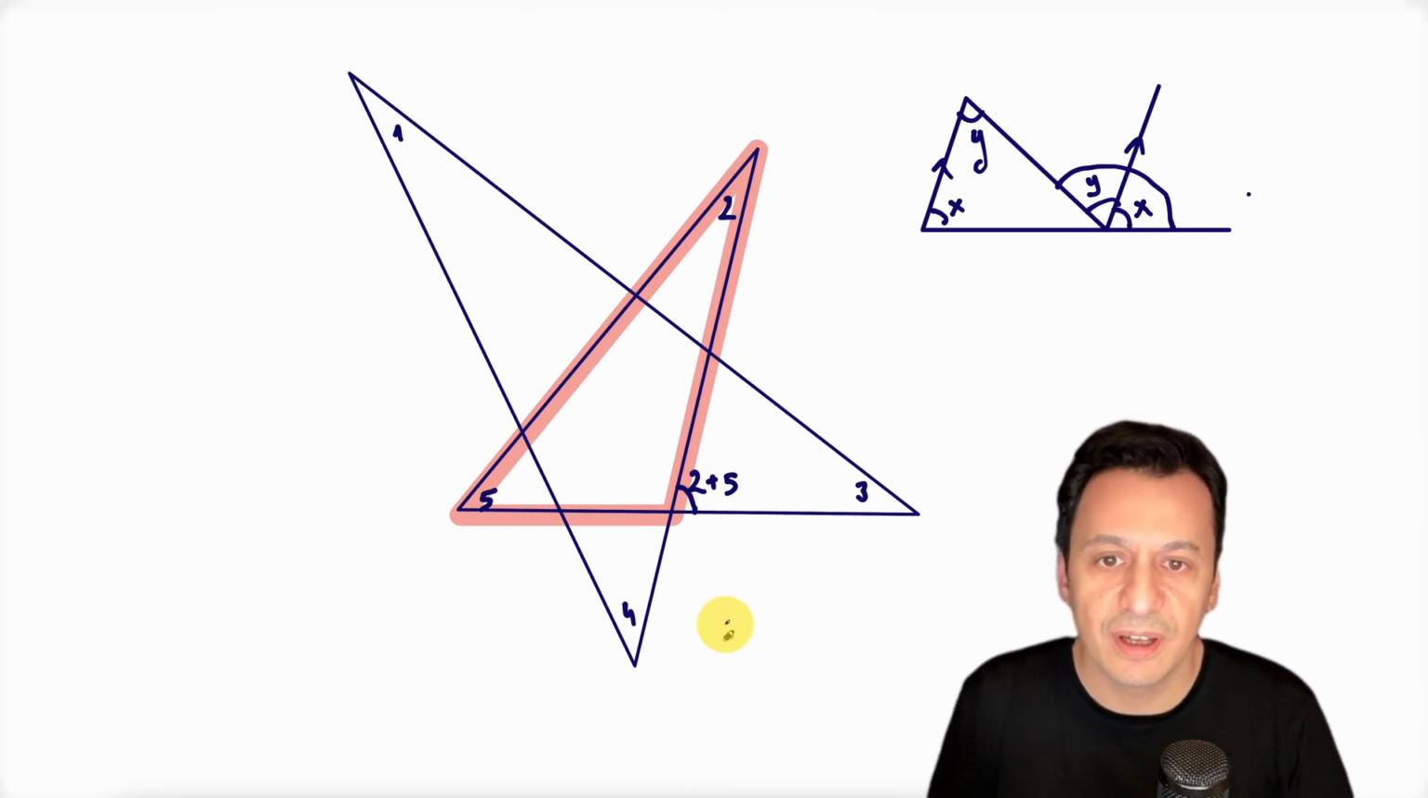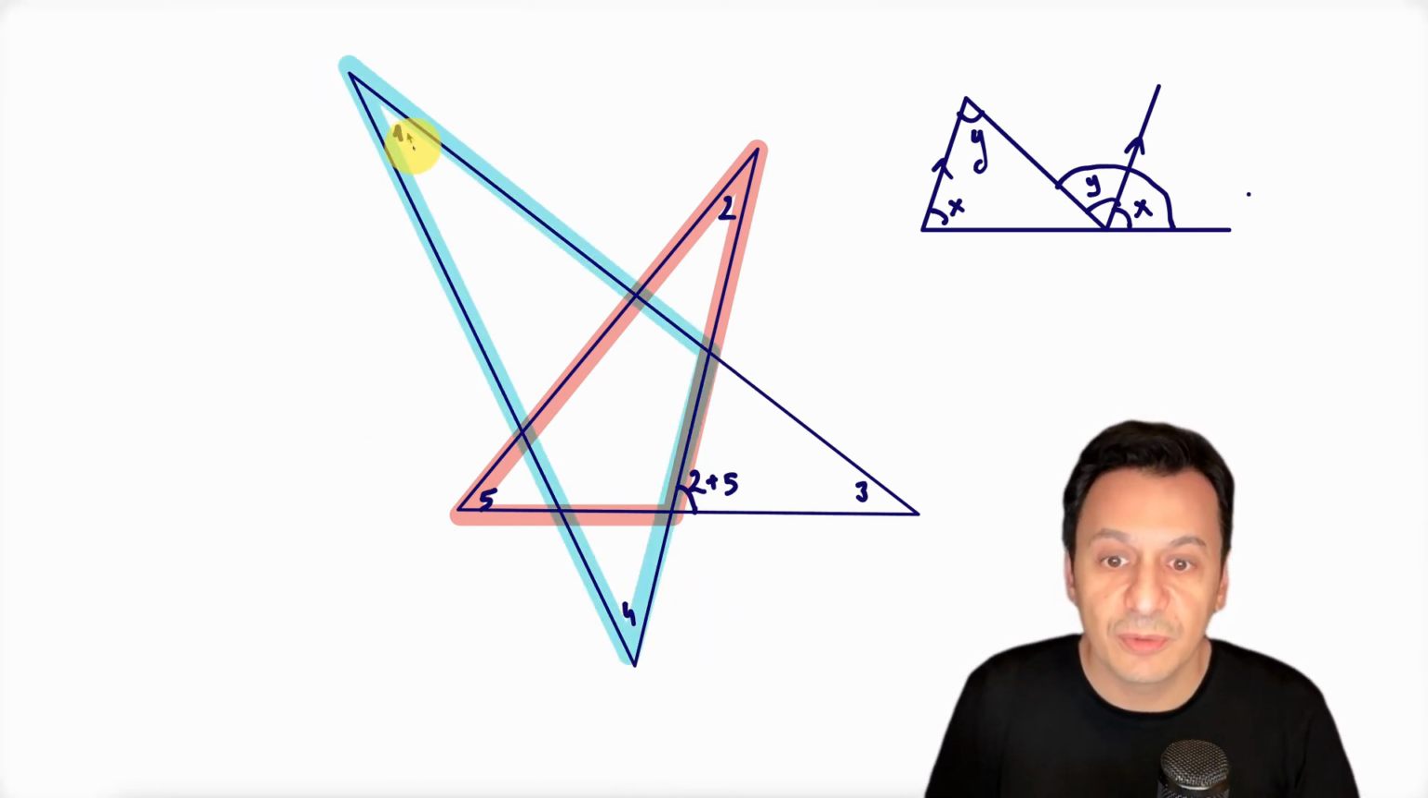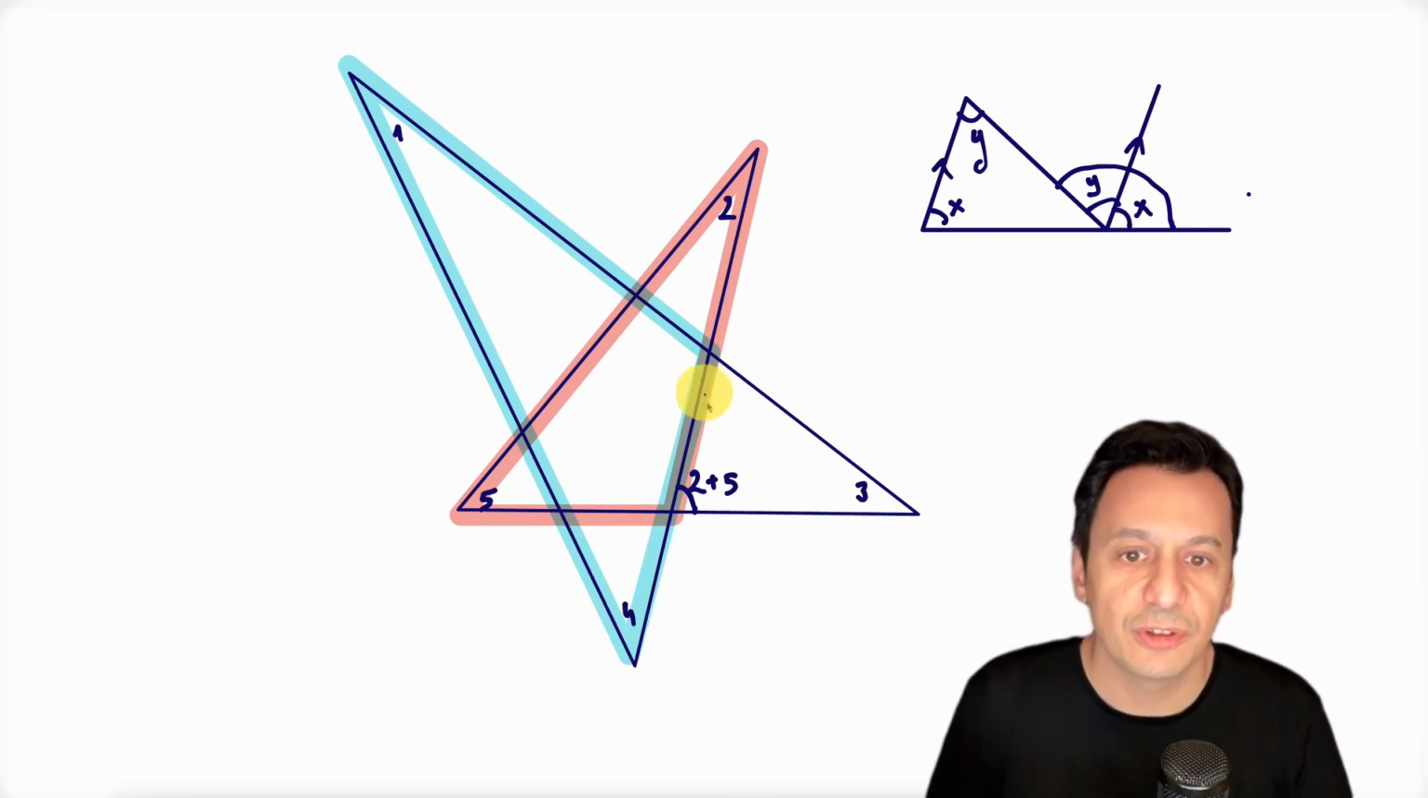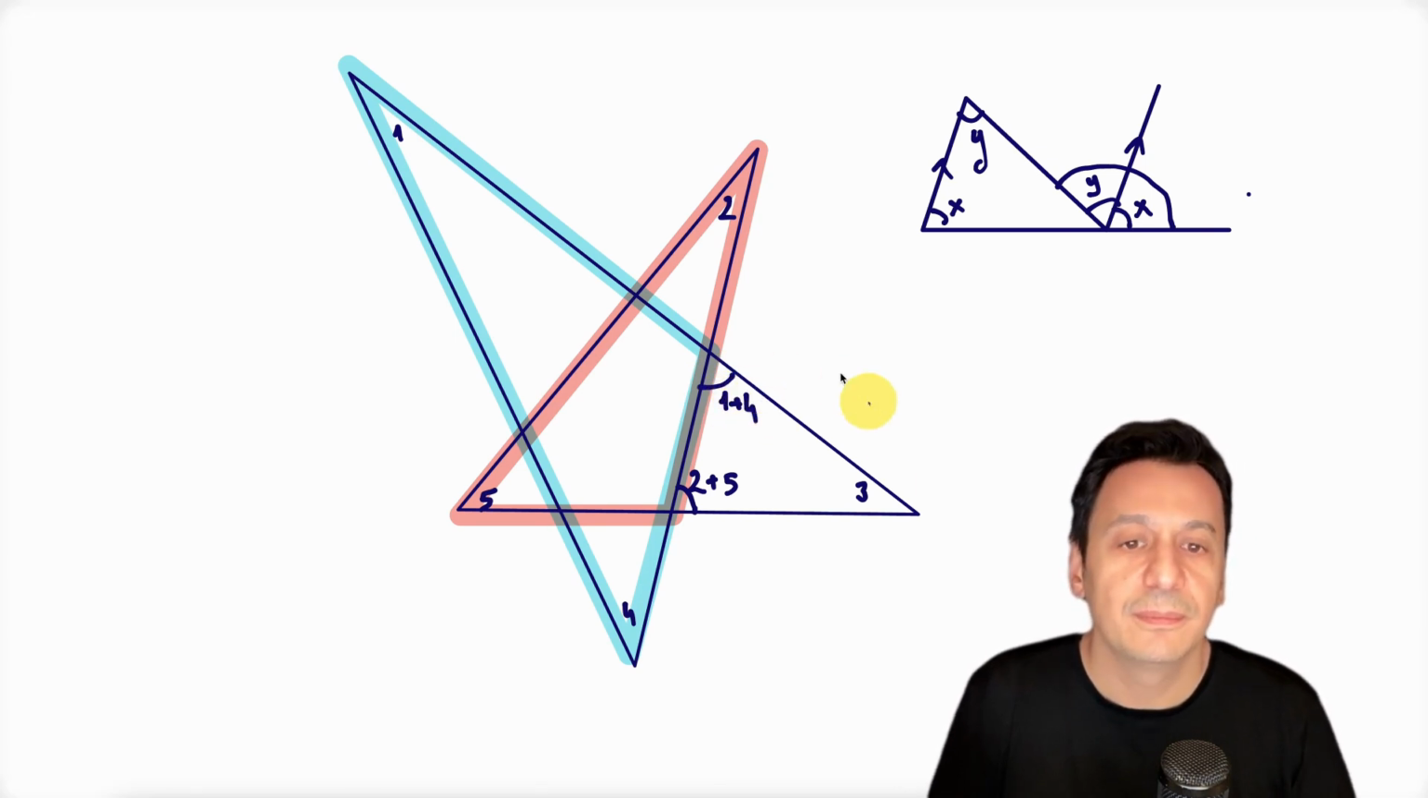Next, let's also draw the triangle over here. In this triangle as well, the sum of these two interior angles will be equal to the exterior angle here that is not adjacent to them. So this part will be 1 plus 4.